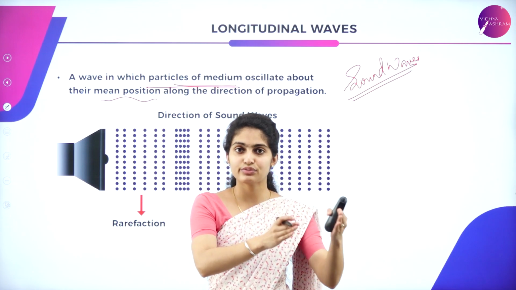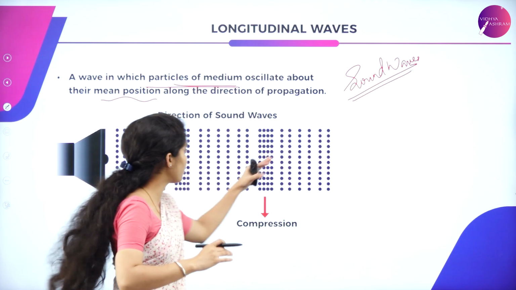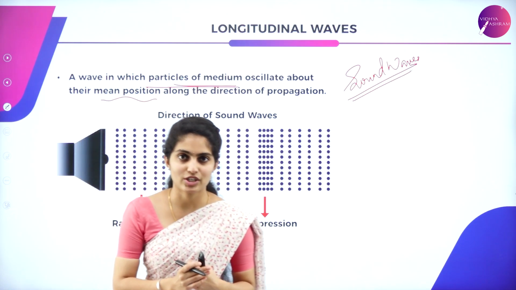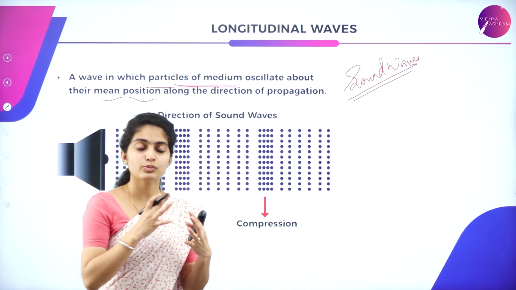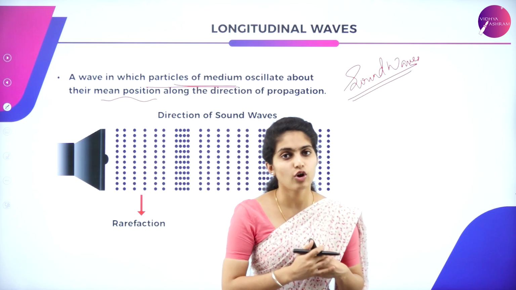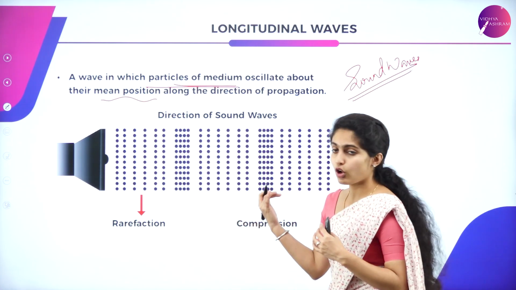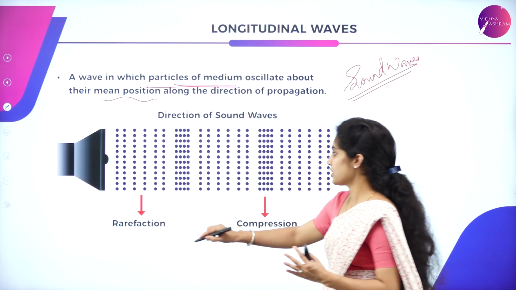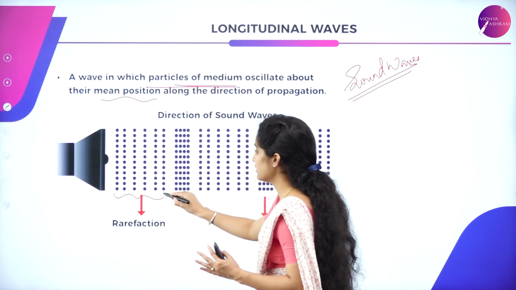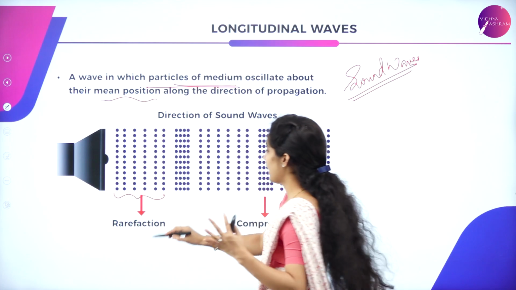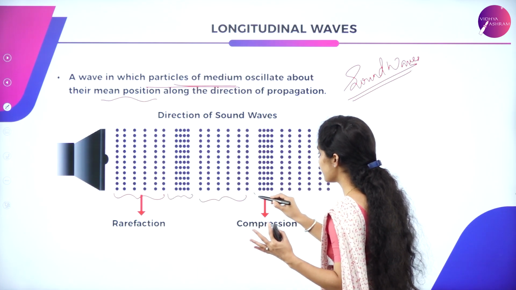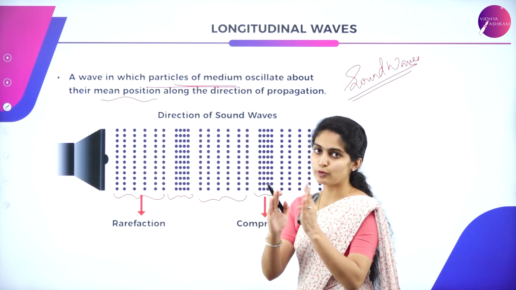This successive transferring of energy is obtained here by rarefaction as well as compression. These two are the concepts which come under longitudinal waves. In longitudinal waves, we have rarefaction as well as compression. That is, the particles are spread apart and there is a region of compression. Again it spreads apart, again a region of compression during its movement.